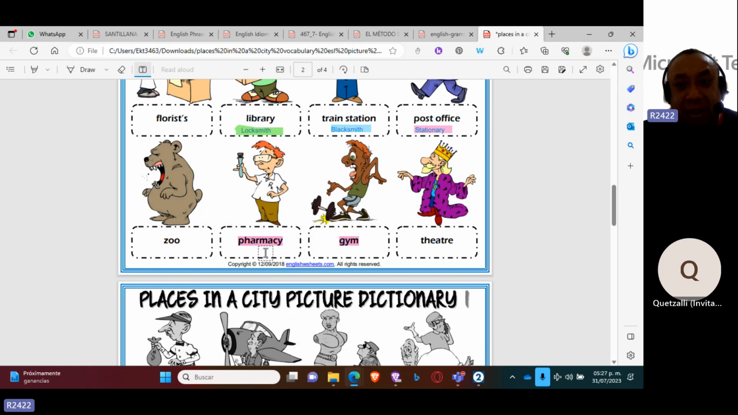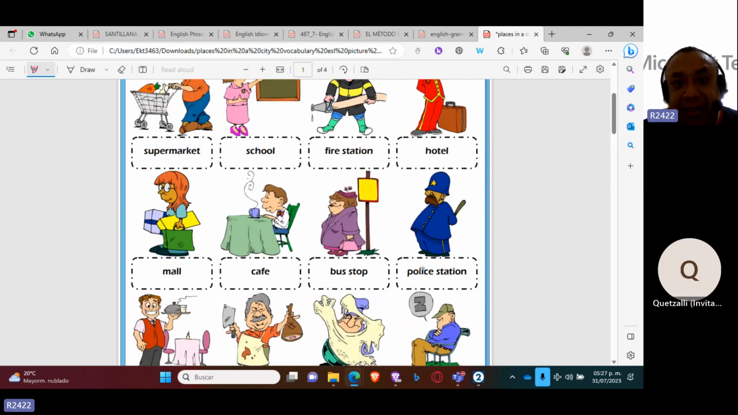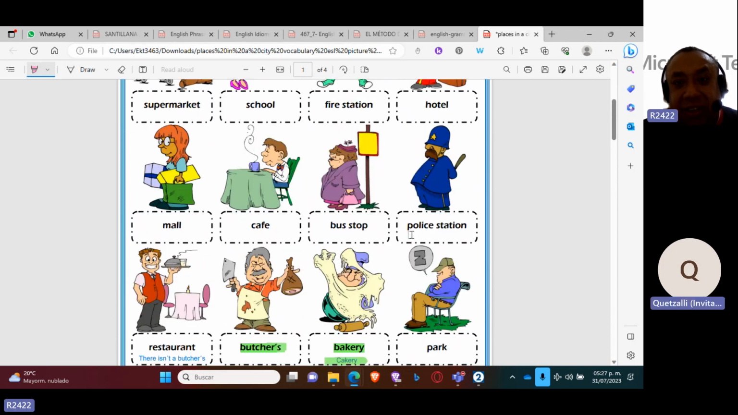Very good. Voy a poner uno aquí, mira. Que tampoco está, pero mira. News stand. Si lo puedes ver, news stand. Es puesto de revistas. So, is there a news stand in your neighborhood? No, there isn't a news stand. Okay. Is there a police station in your neighborhood? No, there isn't a police station. Very good.